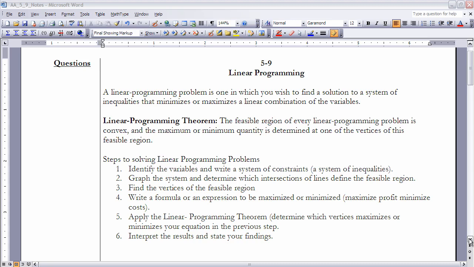Step 5, apply the linear programming theorem to determine which vertices maximize or minimize your equation from the previous step. And finally, step 6, interpret the results and state your findings. Those are the steps we're going to follow as we go through linear programming problems.